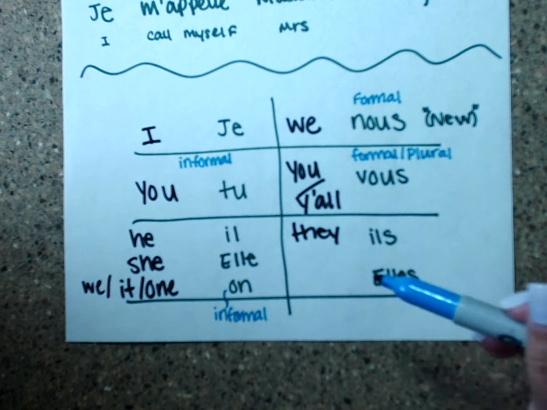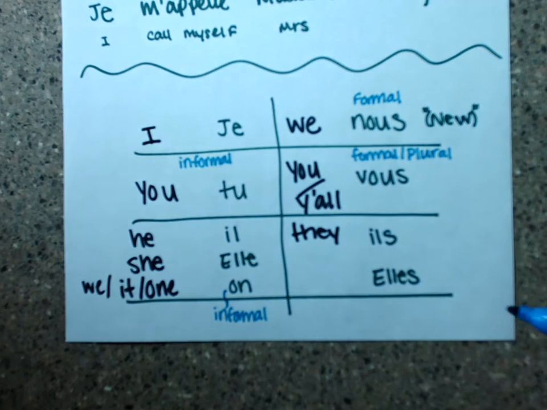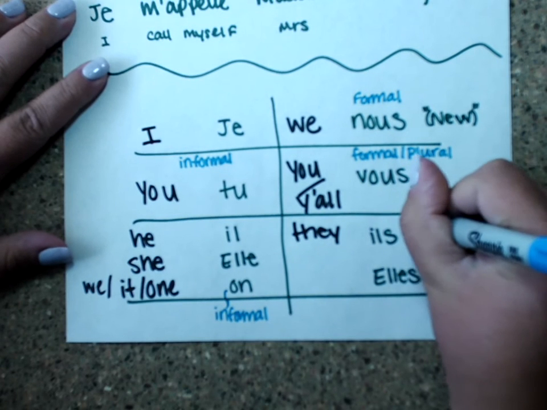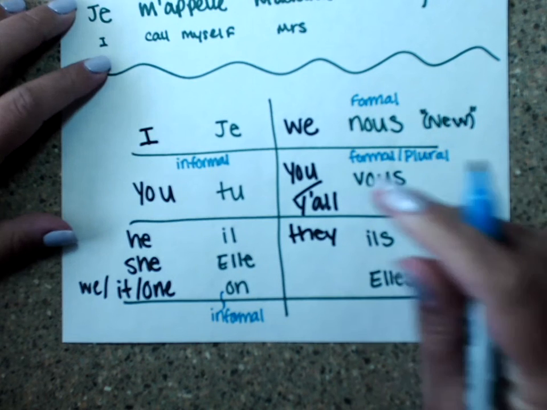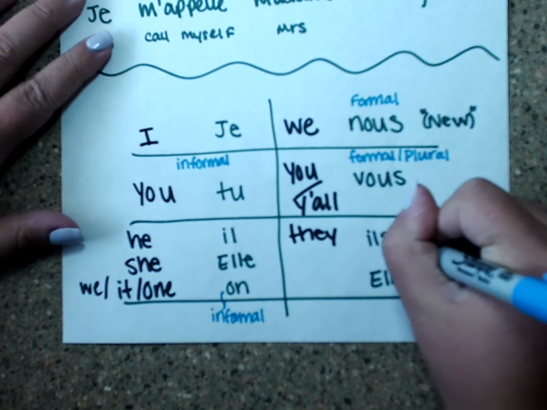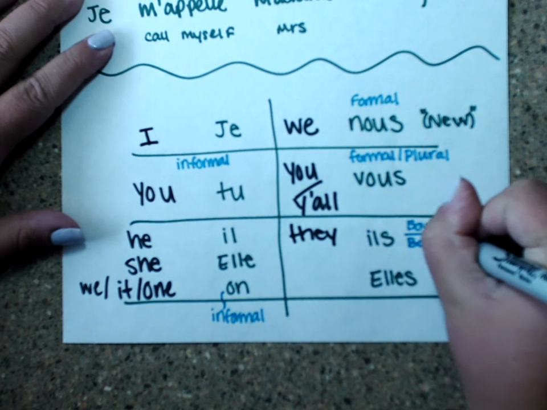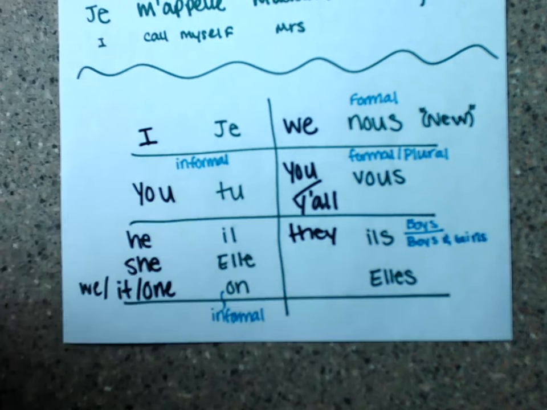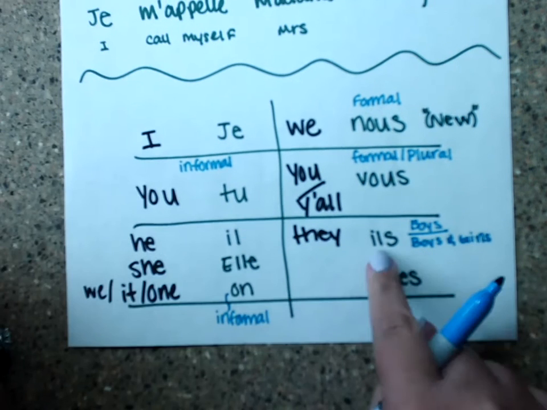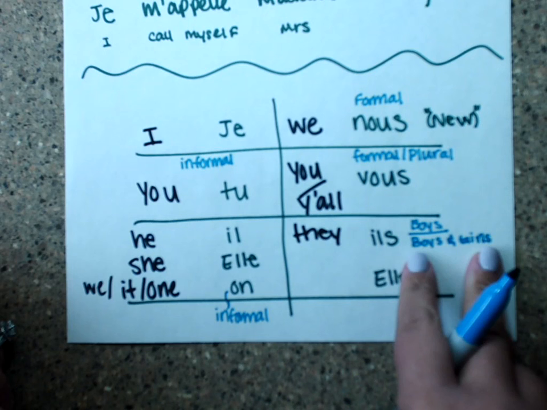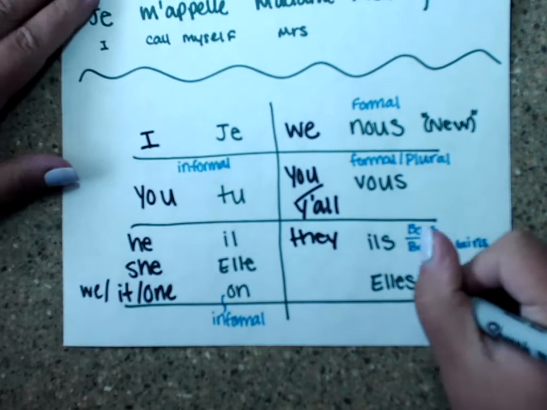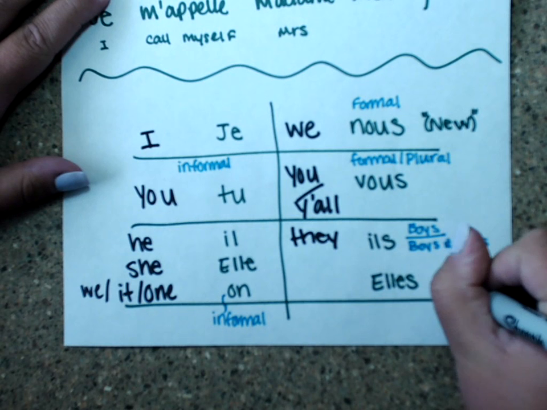Lastly, I want to talk about they because this gets confusing when you have two different ones that you can use for they. So il is used with boys, so boys only, or boys and girls. So if it's just a group of boys, you'd use il, or if it's a group of boys and girls, you use il. Elle is kind of the opposite. It's only used for girls.